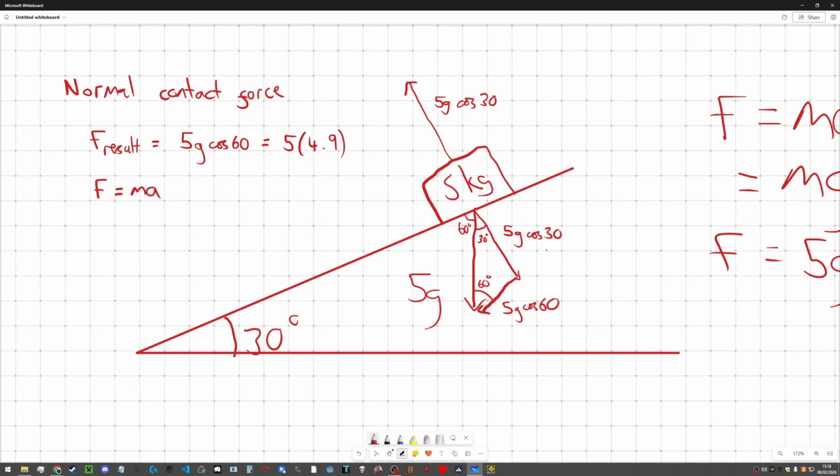We know our resultant force. We know our mass is 5 kilograms. a is equal to... this side length would be 5g cos 60. You could also write it as 5g sin 30, just to answer the question in chat.